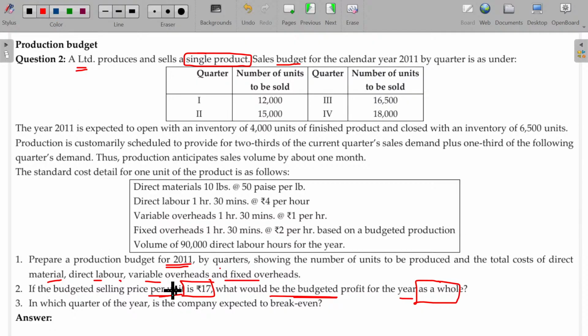See, budgeted selling price is okay. What would be the budgeted profit for the year as a whole? Whole means you have to consider only the sales. In which quarter of the year is the company expected to break even? In which quarter does it break even?